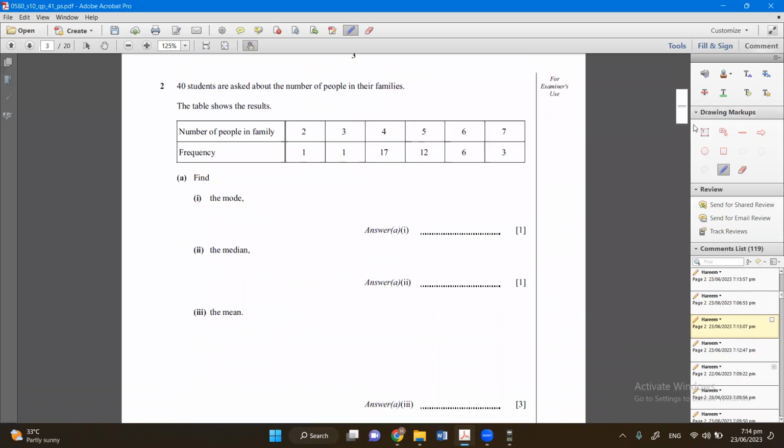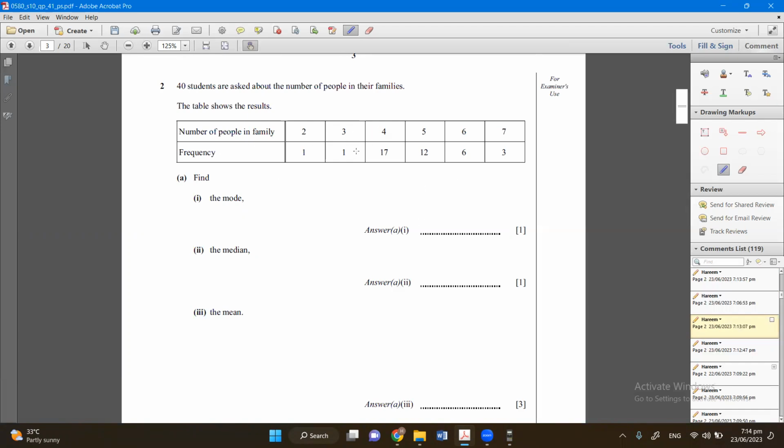Now there is question number 2, which is basically an information handling type question, the stats. It has the mode, median, mean. Question number 2 says 40 students are asked about the number of people in their families, and the table shows the result.